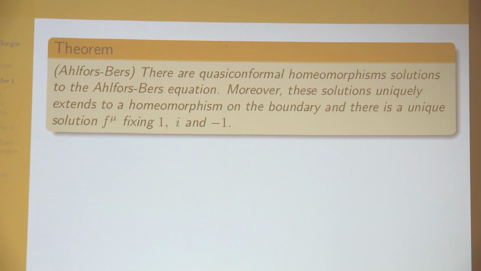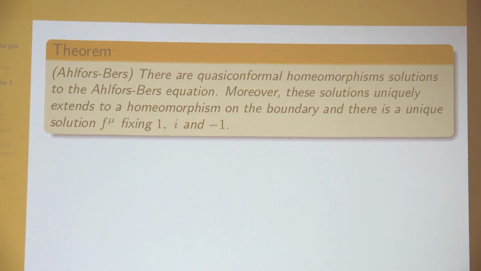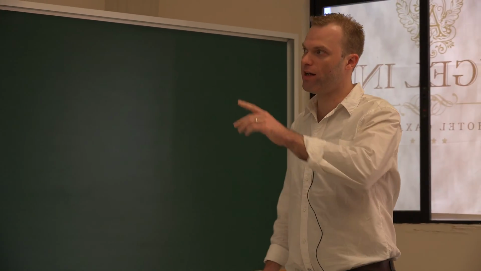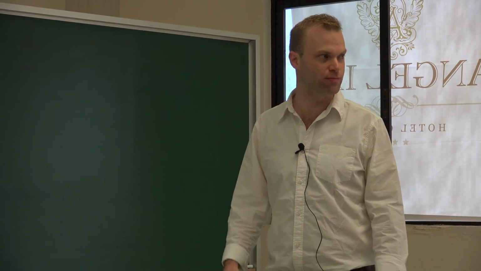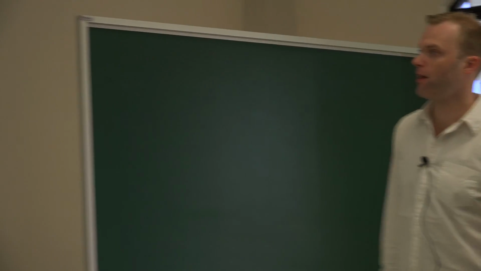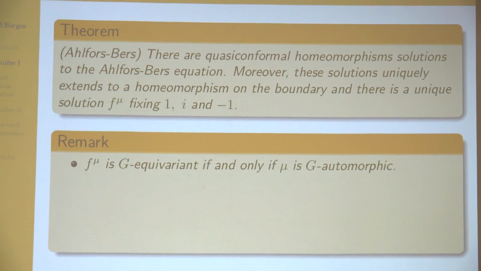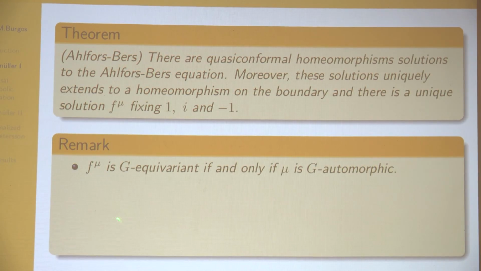solutions uniquely extend to a homeomorphism on the boundary of the disk. And there is a unique solution fixing 3 arbitrary points. We completely arbitrarily fix 1, i, and -1. We will call a solution like that a canonical solution. Remark: if the differential is G automorphic, the solution will be G equivariant.